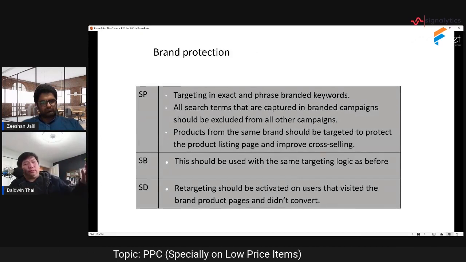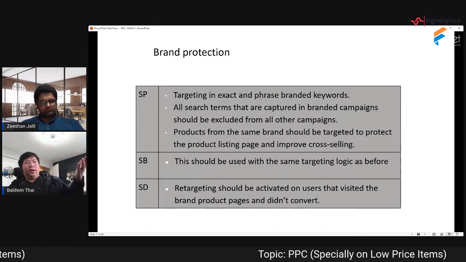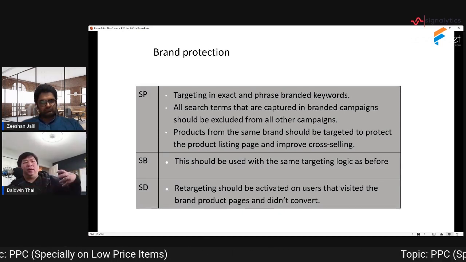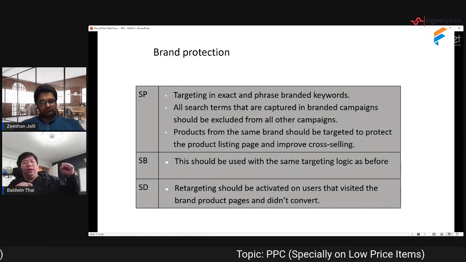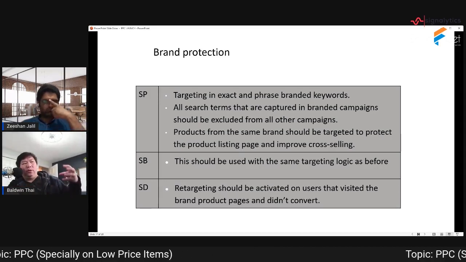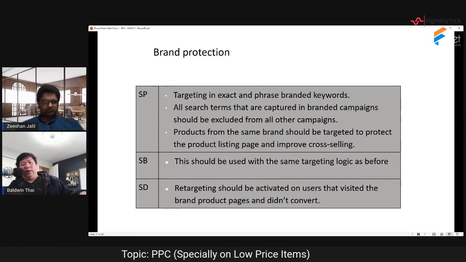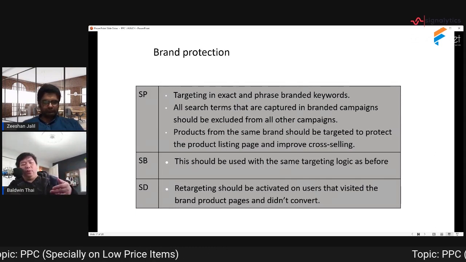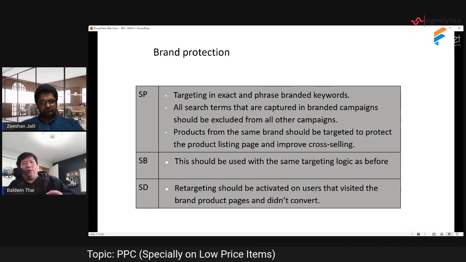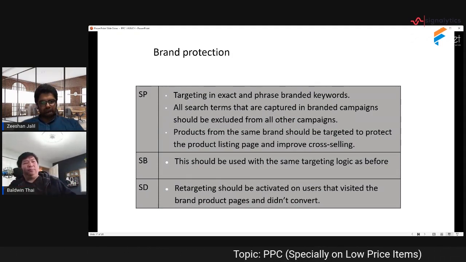So here's where you should run your brand protection, sponsored products, and the bullet points tell you to target exact and phrase of brand keywords. All the search terms that capture the brand's campaigns should be excluded from all the other campaigns that you're running. So for example, you have your brand protection, and let's say your brand is XYZ brand, you add negative keyword XYZ brand in your discovery campaigns. Well, you would never run a ranking campaign for your own keyword, but if you do, add the negative on that side.